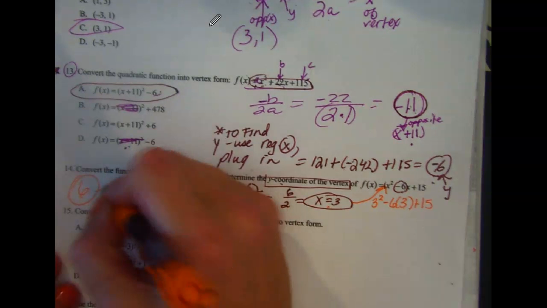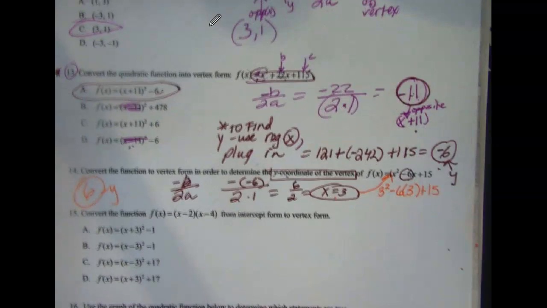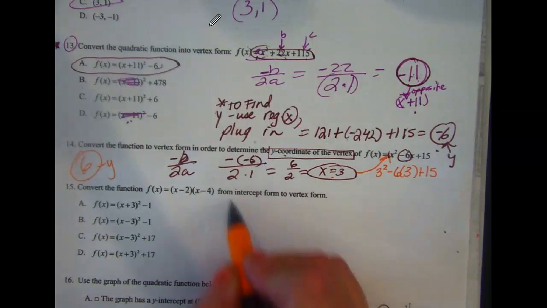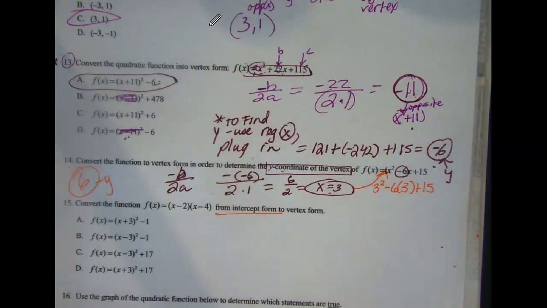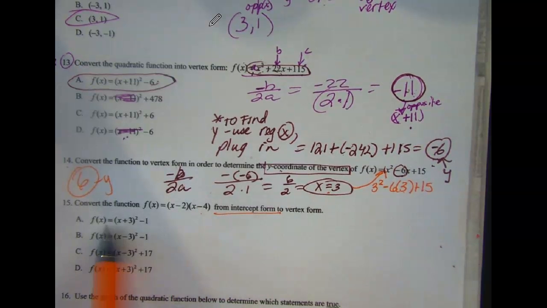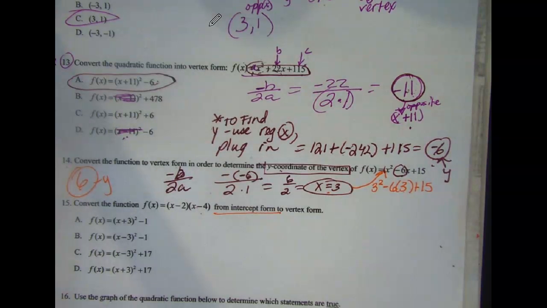That's the y coordinate. All right, 15, converting the vertex into intercept form. Okay, so this is the intercept form here. So remember, a couple ways we can do it.